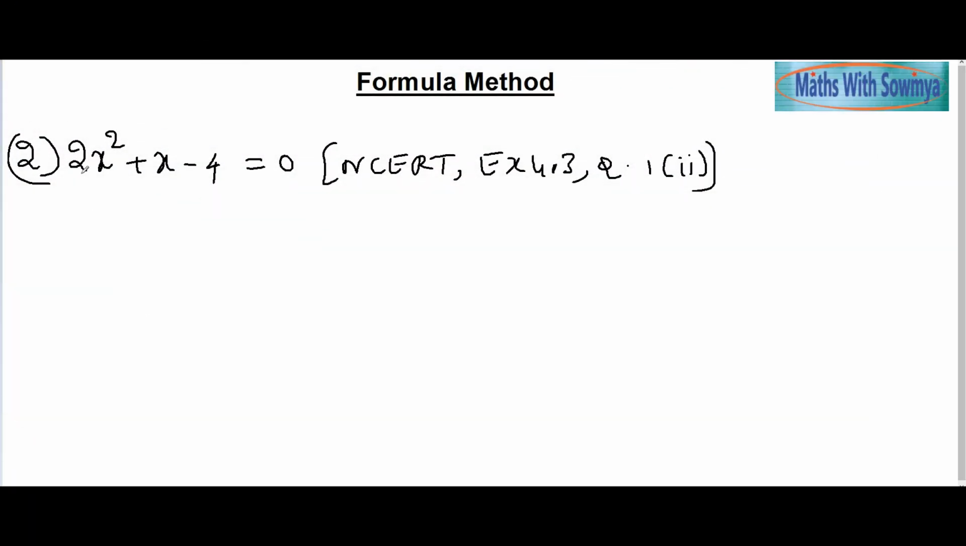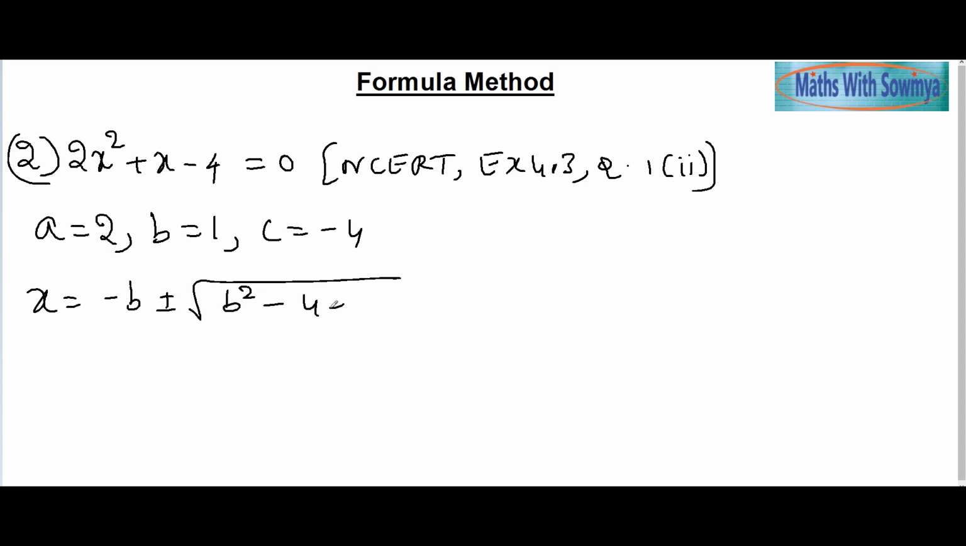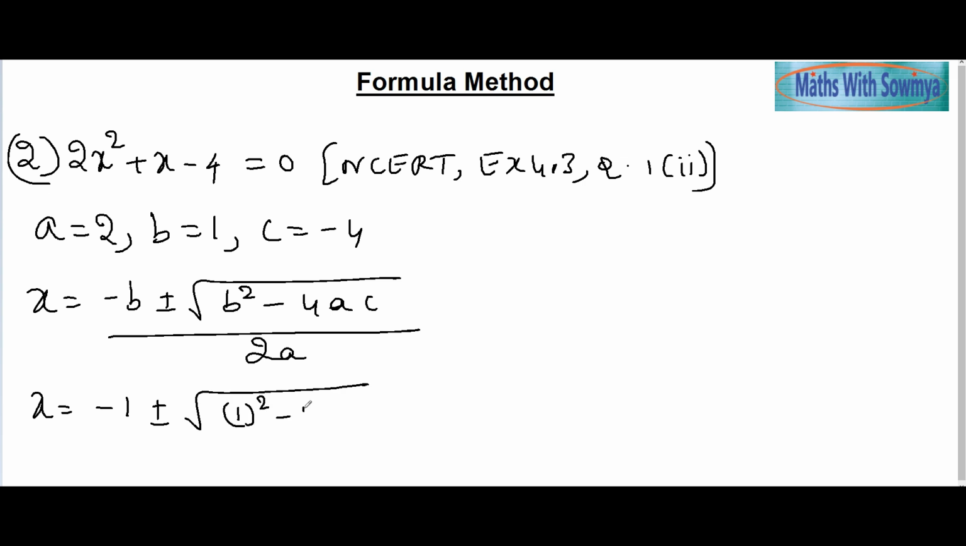From NCERT, the formula method. So we can take here, this is of the format ax square plus bx plus c is equal to 0. a is the coefficient of x square, b is the coefficient of x, c is the constant. Apply the formula here. x is minus 1 plus or minus, this is 1 square minus 4 into a is 2 and c is minus 4, divided by 2a, 2 into 2 because a is 2.